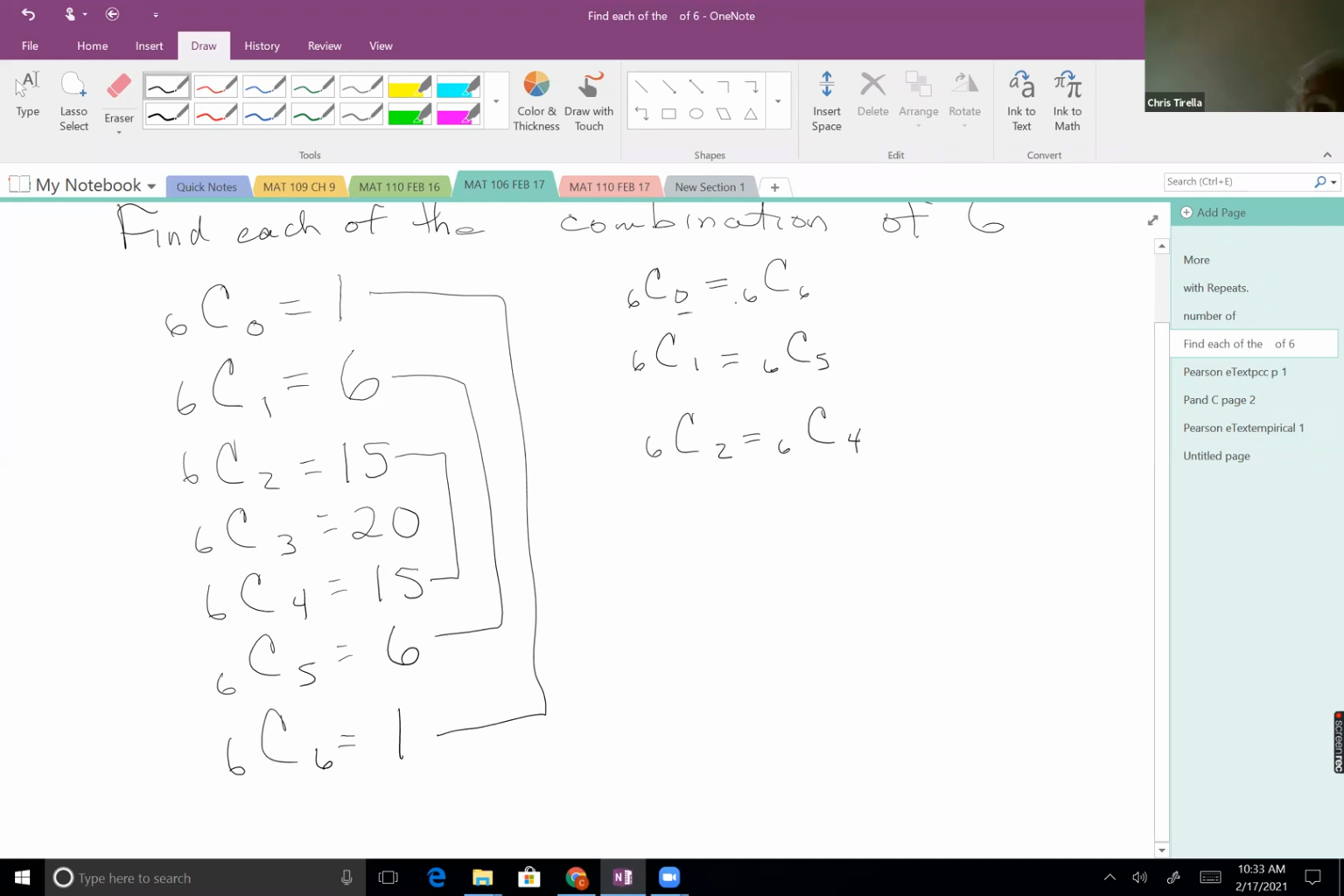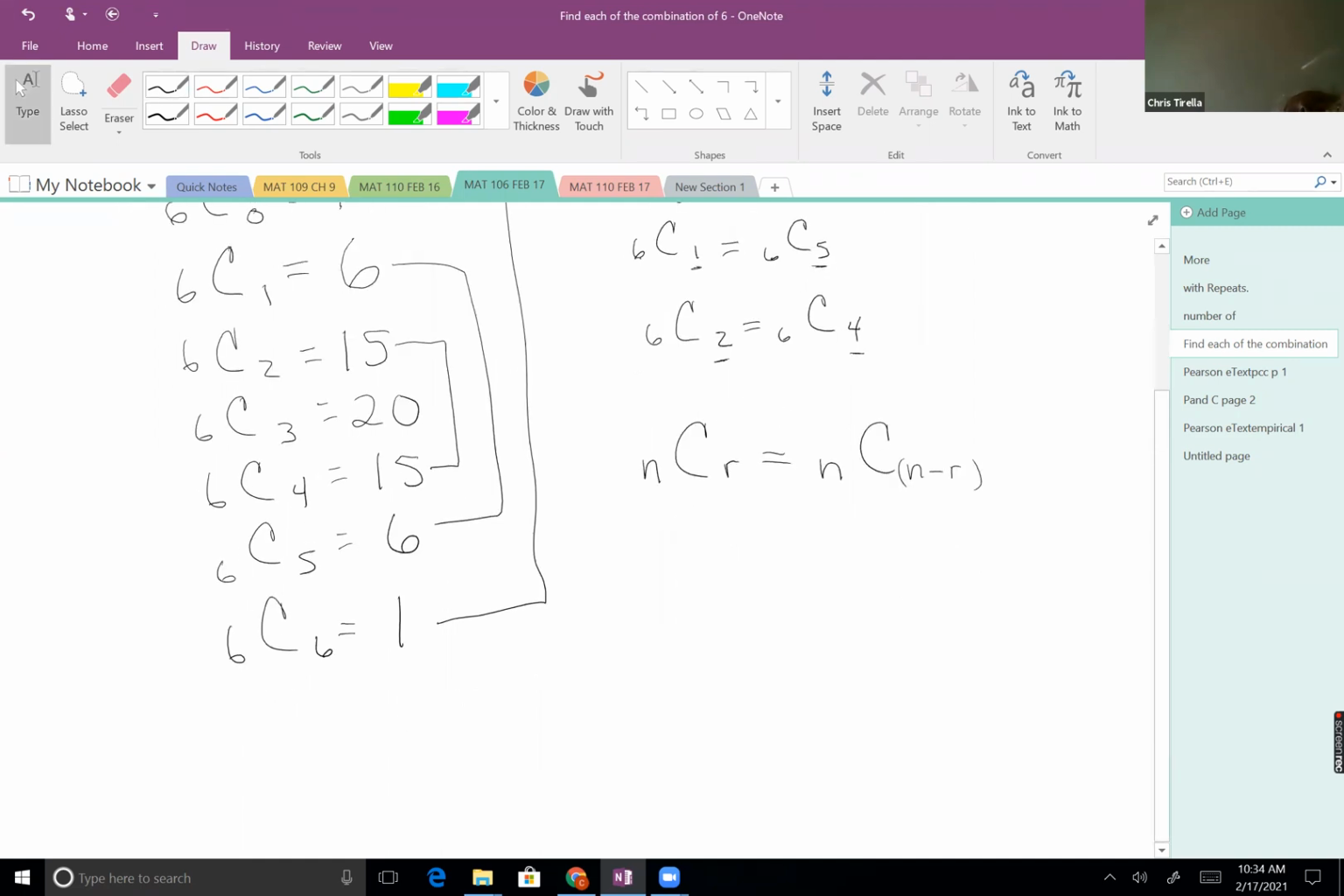But I want you to look at those second numbers. 0 and 6, 1 and 5, 4 and 2. Don't those second numbers, when I put them together, add up to 6? Yeah. So I'm going to be able to say that n combination r is equal to n combination n minus r, which is interesting.